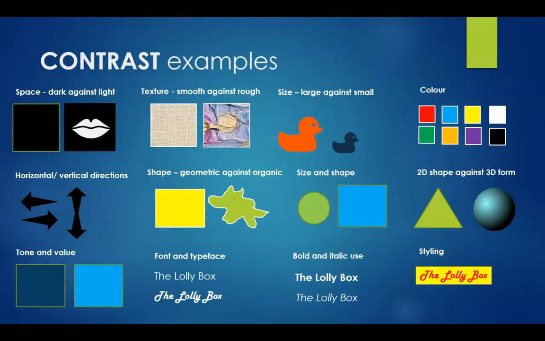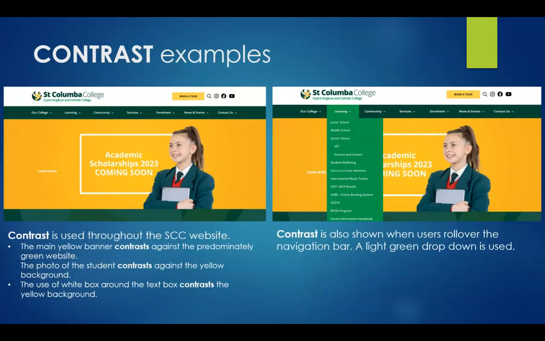So we've got lots of different examples of contrast. Space, we've got dark against light, texture, smooth against rough, size, large against small, color, horizontal and vertical directions, shapes, so geometric shapes against organic. Organic means it doesn't actually have a shape name. Size and shape, 2D shape against 3D form, tone and value, font and typeface, bold and italic, and styling.